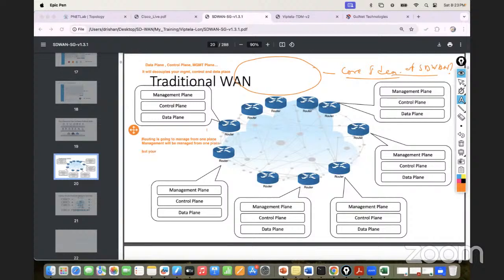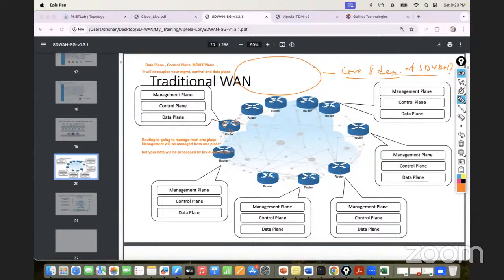But your data will be processed by individual routers. Okay, so what does that mean? The core idea is that it is going to decouple your management plane. This router has three brains, three different kinds. So in one box, this is the management, this is the control, and this is the data.